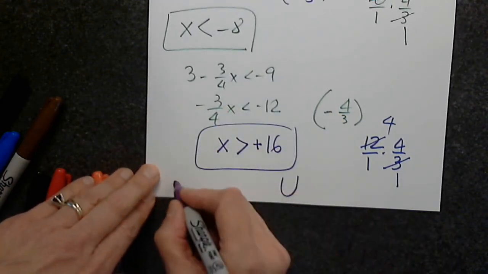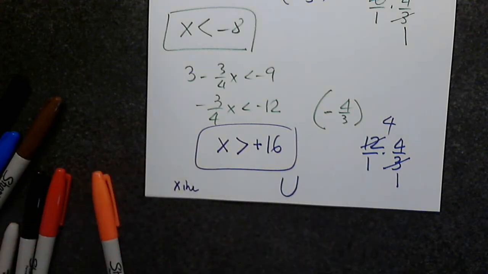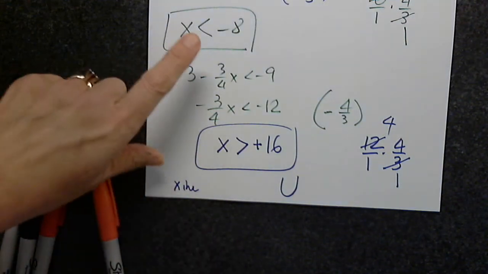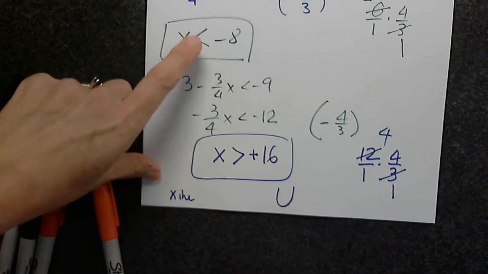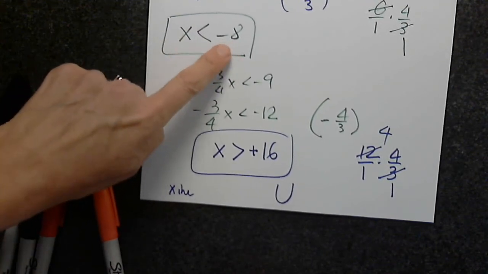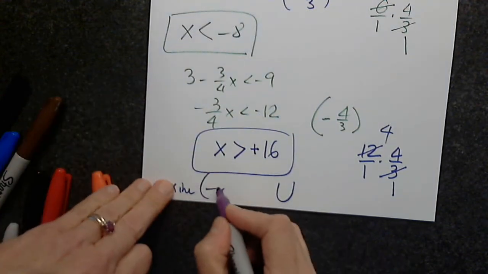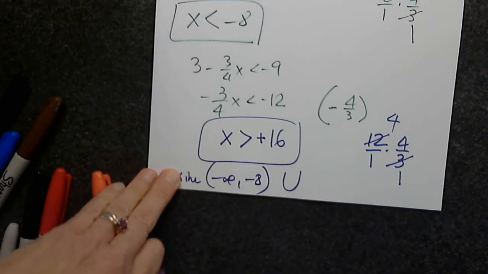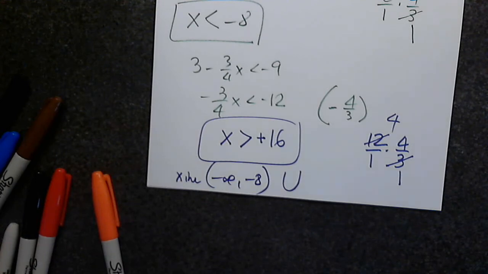Please give me the union. This inequality must have in the solution the union. X, yes? Union, or, from negative infinity to negative 8, oh, right, with a parenthesis. Union.